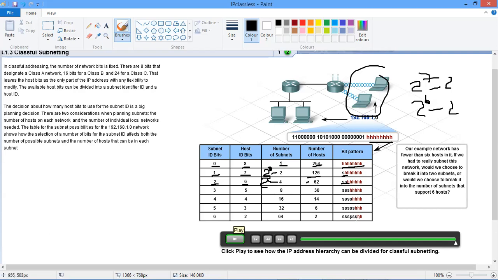Then if I borrow 3, the remaining number of host bits is 5. How many subnets am I going to get? 2 raised to power the 3 that I borrowed, which gives me 8. Each of the networks is going to be 2 raised to power what is remaining, which is 5, minus 2. So each network is going to have 30 valid IP addresses. The same goes for all of them.